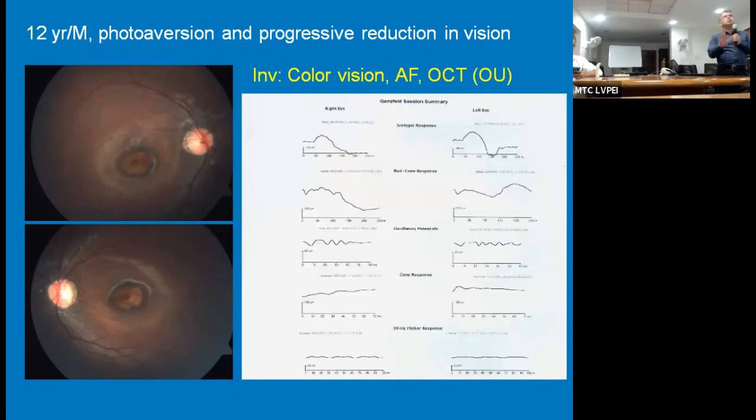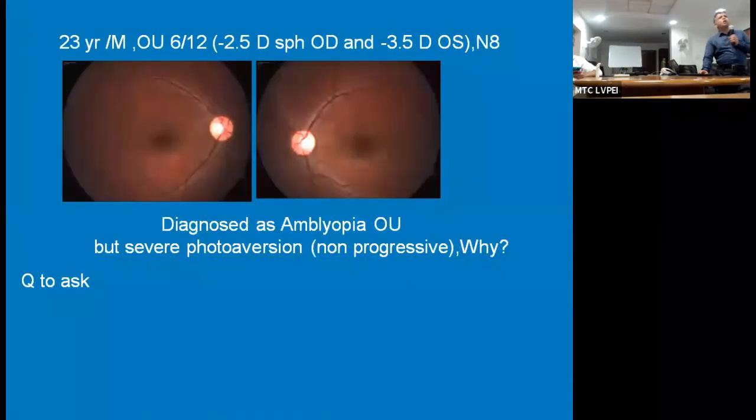More or less cone dystrophy is confirmed, but to confirm it further, one can do ERG, and we can see selective affection of the photopic response. But always it might not be so. You have cases like this, say 23-year-old male, 6/12 vision, minus 2.5 diopter sphere in right eye and minus 3 in left eye, was diagnosed as amblyopia OU.